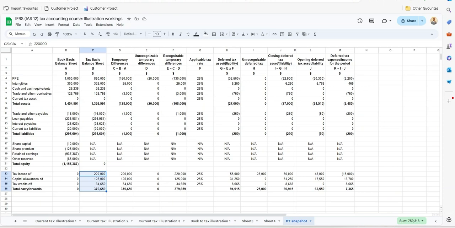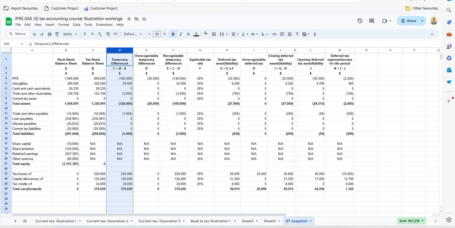You start from a book base, then you determine your tax base. And the next step is to determine your temporary differences. Temporary differences are the differences between your tax base and your book base. You can see that I've labeled temporary differences as C, and I've said that C is equal to B minus A. That's what you can see there. Simple formula: B minus A, and you drag that down.